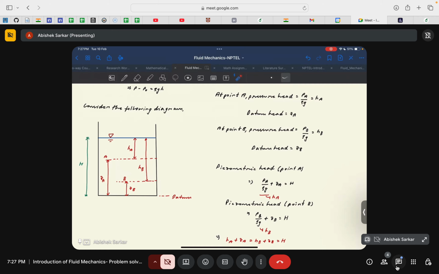Even if you modify your geometry, you will see that this piezometric head will remain the same. Even in scenarios or problems related to tilted venturimeters, we measure the pressure head and the potential head, but you'll see the piezometric head remains the same. Of course, a difference might be generated because of the kinetic energy head, but the piezometric head remains constant.